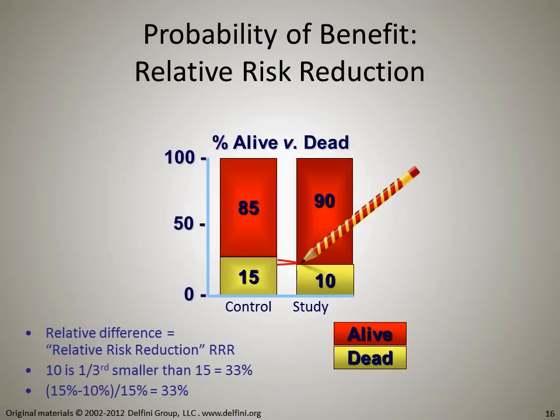A commonly reported measure of outcomes is the relative risk reduction, or the RRR. This measure reports the relative difference in size between the outcomes in each group. So, in our example, 10 is 1/3 smaller than 15, so now I can say that the difference between the groups is 33%. Mathematically, the relative risk reduction may equal the absolute risk reduction, but it is never smaller. In fact, usually it is bigger, and usually a lot bigger, which is why it's frequently used to sell things such as newspapers.